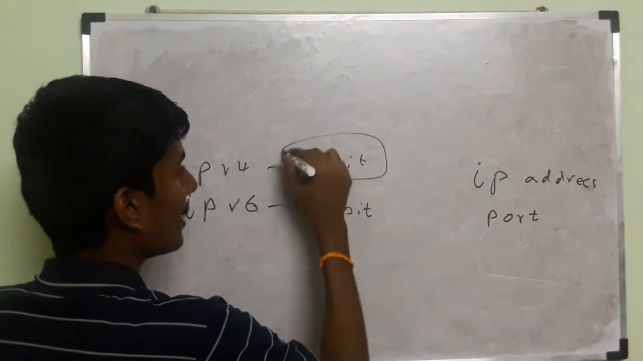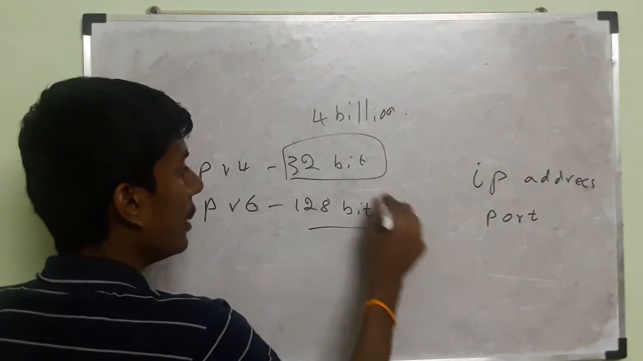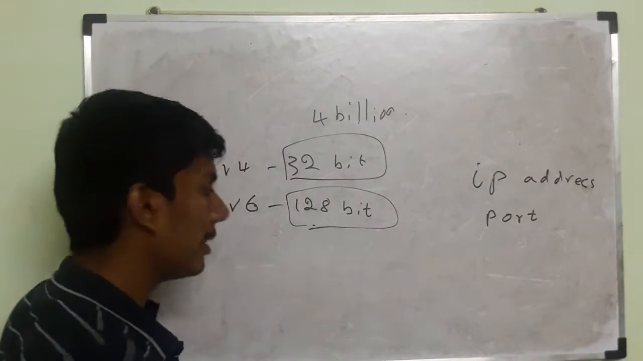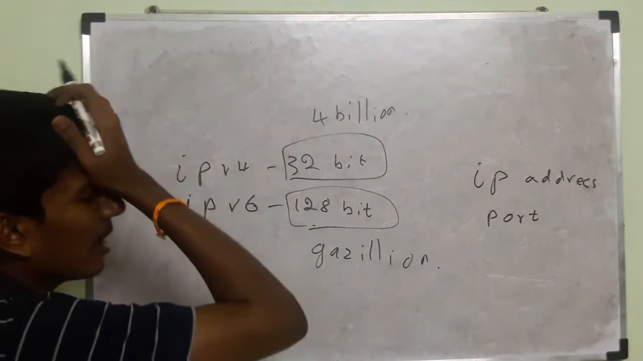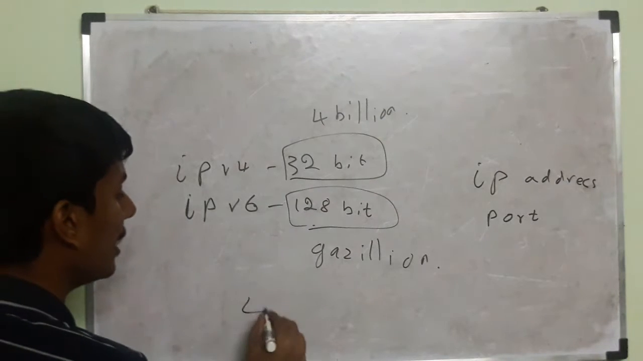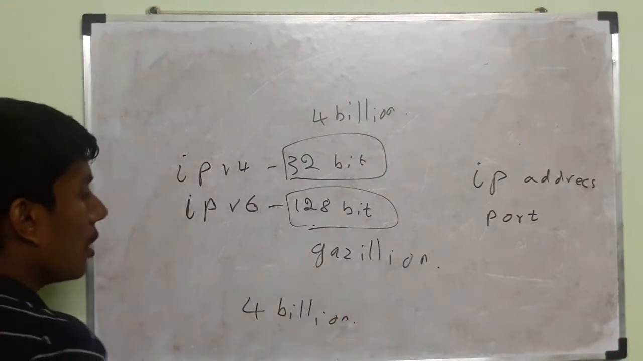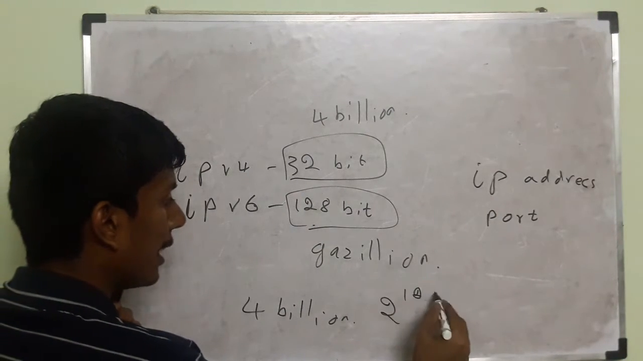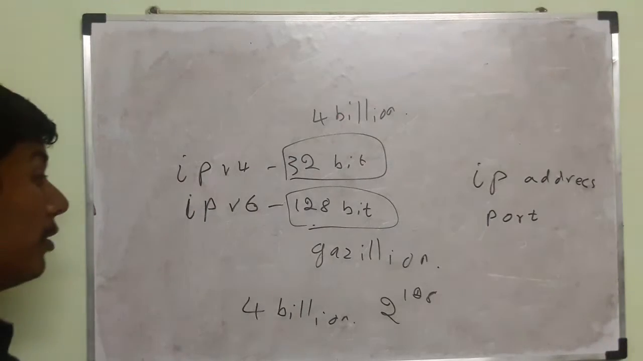So this has 4 billion combinations, and this has many more combinations. It exceeds even a gazillion. I don't know what a gazillion is, but it is definitely greater than a gazillion. There can be like 4 billion times 4 billion values, or even more than that. Basically there are 2 power 128 combinations of IPv6 addresses. So we will be focusing on IPv4.